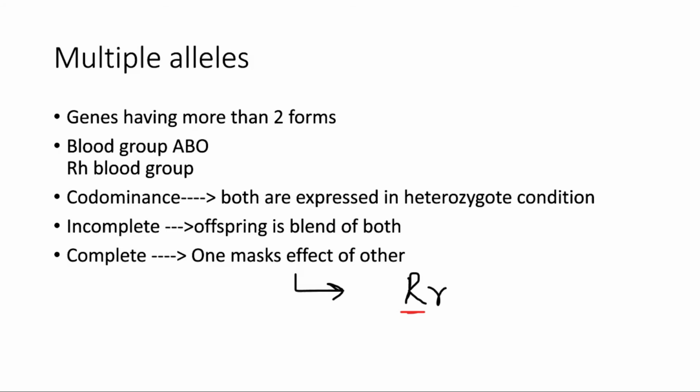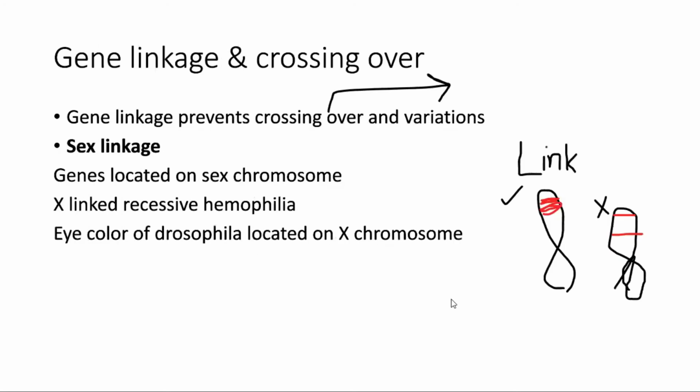The third one is the complete dominance. In complete dominance, one allele masks the effect of the other allele. The allele which is masked is called the recessive allele. The other allele which is dominant is called the dominant allele. This capital R is the dominant allele and this small r is the recessive allele.